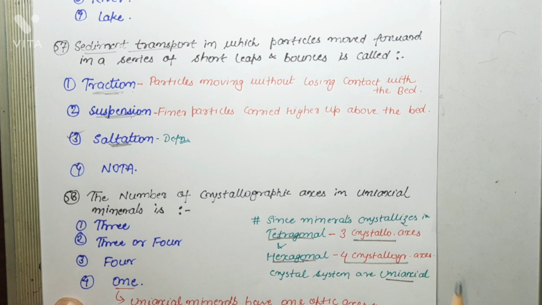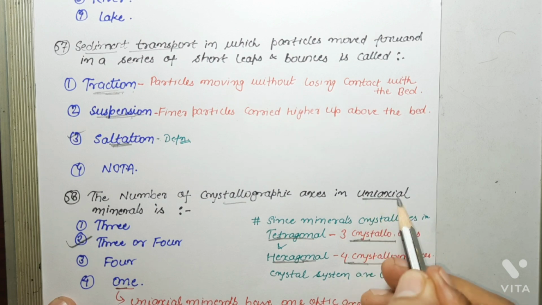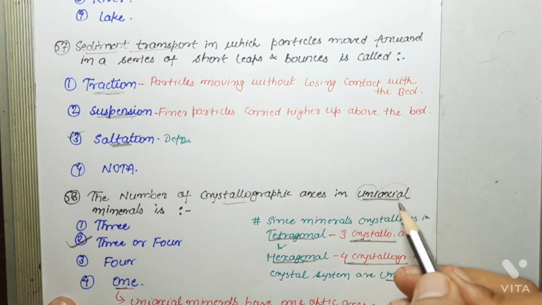So basically in a uniaxial mineral, there may be 3 crystallographic axes or 4 crystallographic axes. So the correct answer is 3 or 4. While in a uniaxial mineral, there is only one optic axis. If this question were asking about the optic axis, then the correct answer would be 1, because, as the name says, uniaxial. Uni means one and axial means axis, optic axis. So only one optic axis, that is termed as uniaxial.